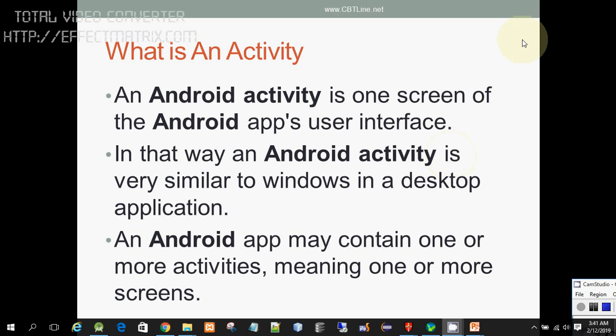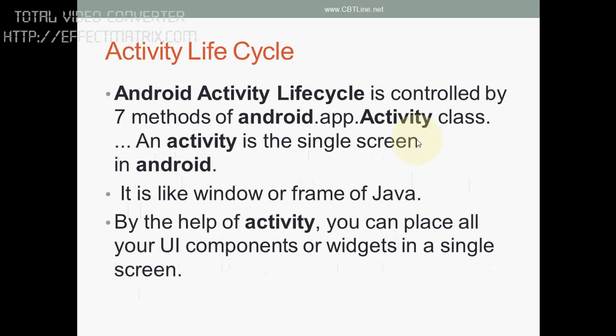Alright, so in mobile application development, specifically Android, there is something called the Android Activity Lifecycle. The Android Activity Lifecycle is controlled by 7 methods of the Android App Activity class.